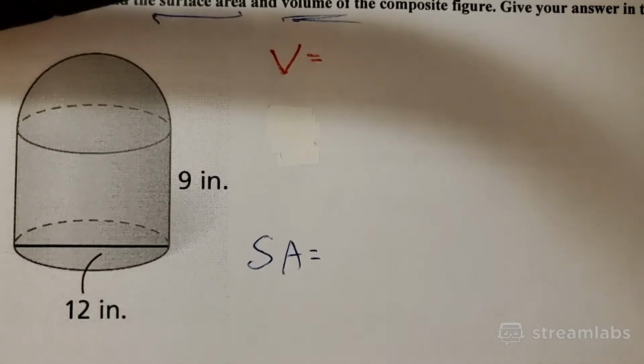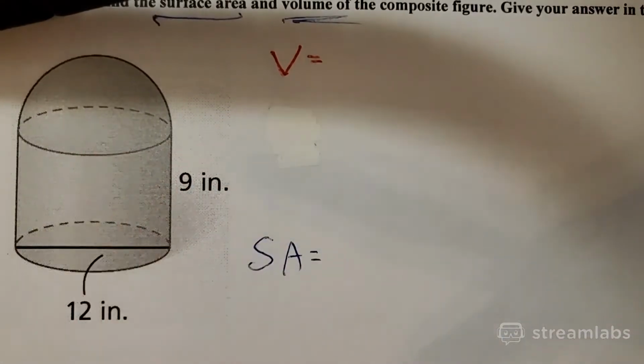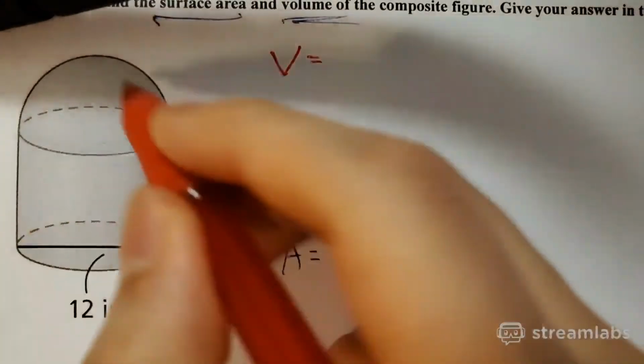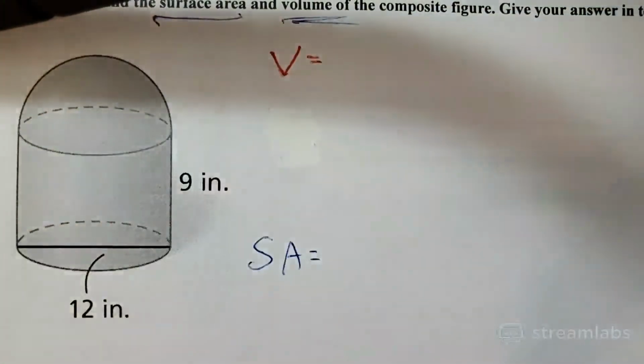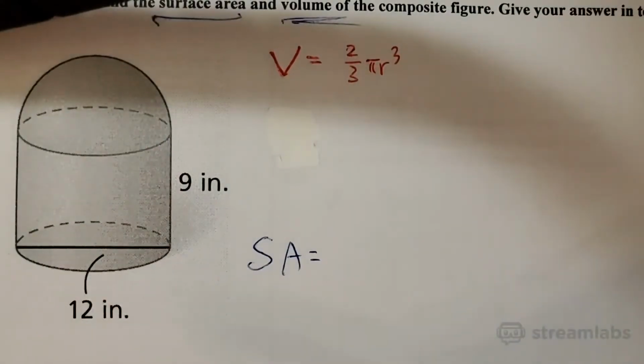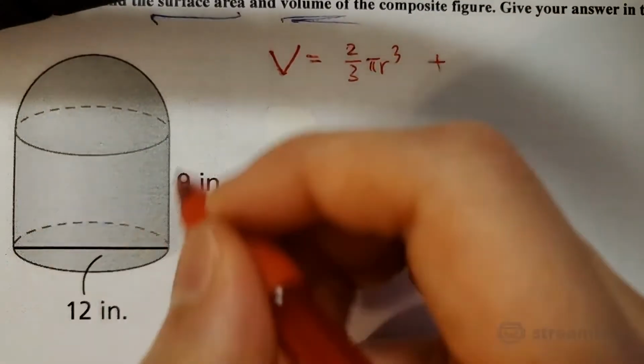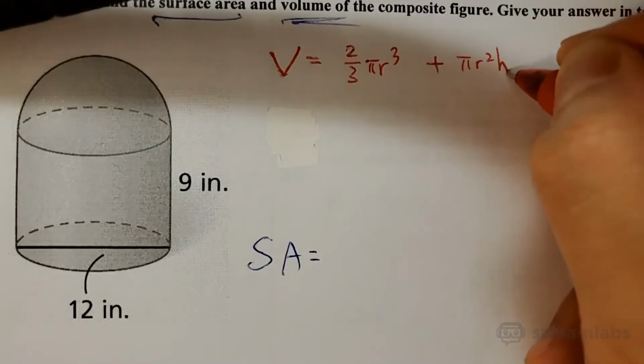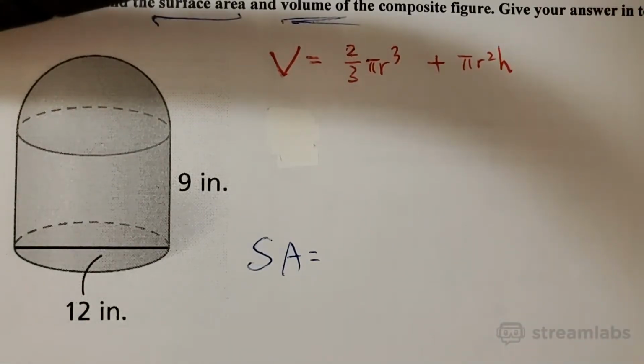All right. So volume, right? Volume, you just add the two parts together. So the top part is half a hemisphere, so it's 2/3 pi r cubed instead of 4/3 because it's half. Plus the cylinder, which is pi r squared h. Base area times height. Okay.